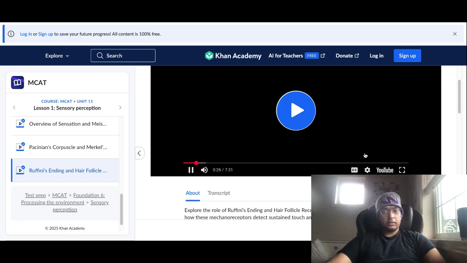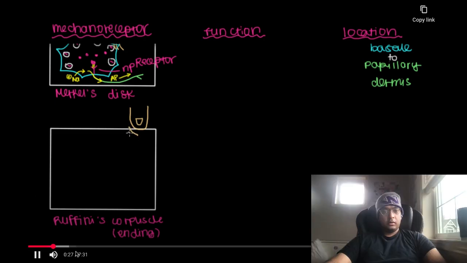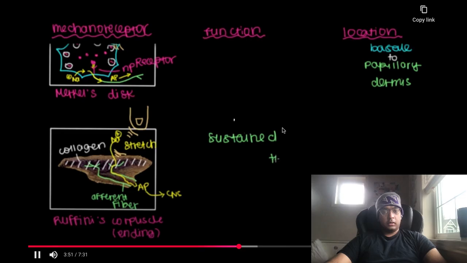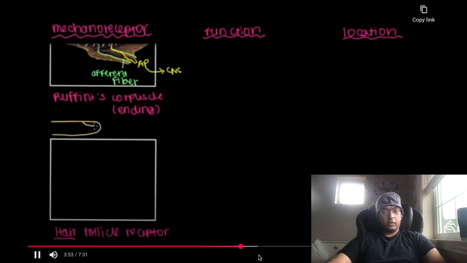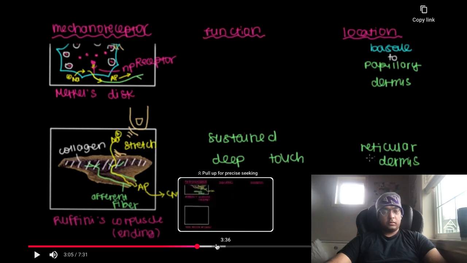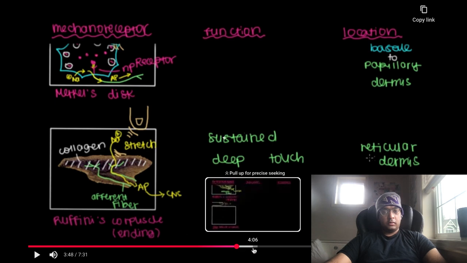And the lamellar corpuscle is in the hypodermis. And right over here, sustained, it's like a wet towel. And then reticular dermis, okay? You have to understand that this is papillary, stratum basale, reticular dermis. Those are the two things.